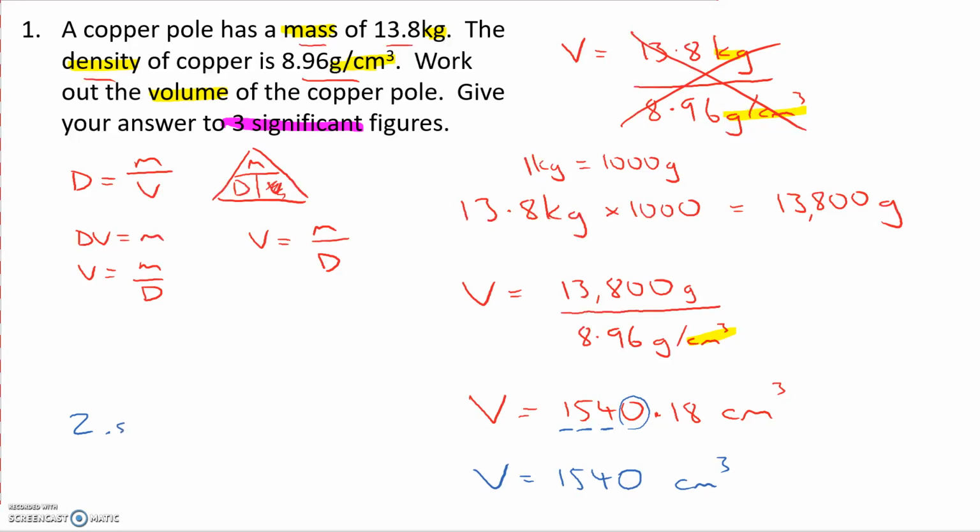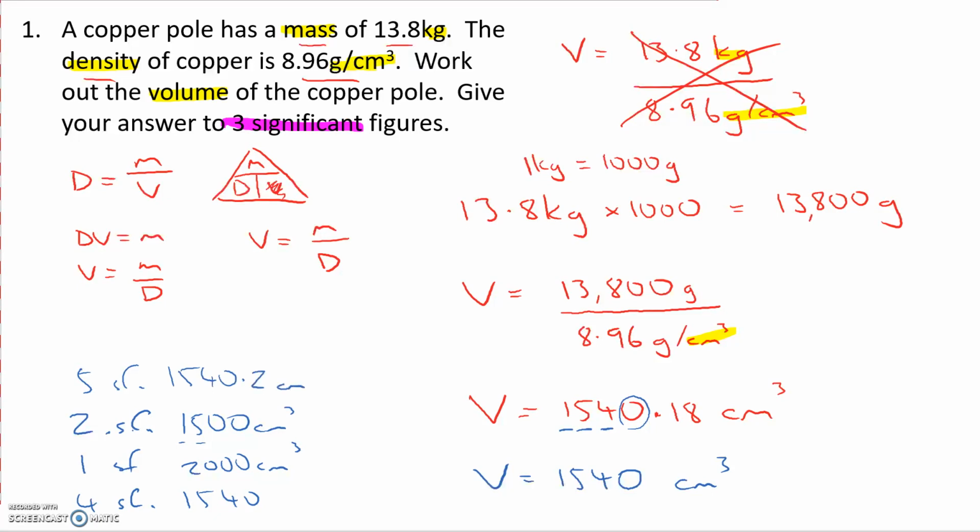If it's 2 significant figures, we would have turned our answer into 1,500 cubic centimetres. If it had asked for 1 significant figure, okay, that would be this figure, this one rounds our one up, we'd get 2,000 cubic centimetres. If it had said 4 significant figures, it's a bit weird as well, because we'd have to put 1540, would be the same as 3 significant figures. And if we'd have put 5 significant figures, we'd have got 1540.2. Okay, so we wanted this one.